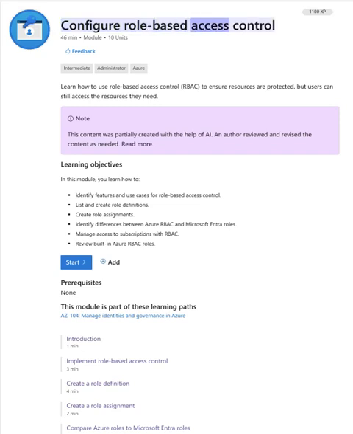Configure Role-Based Access Control. Learn how to use Role-Based Access Control, RBAC, to ensure resources are protected, but users can still access the resources they need.